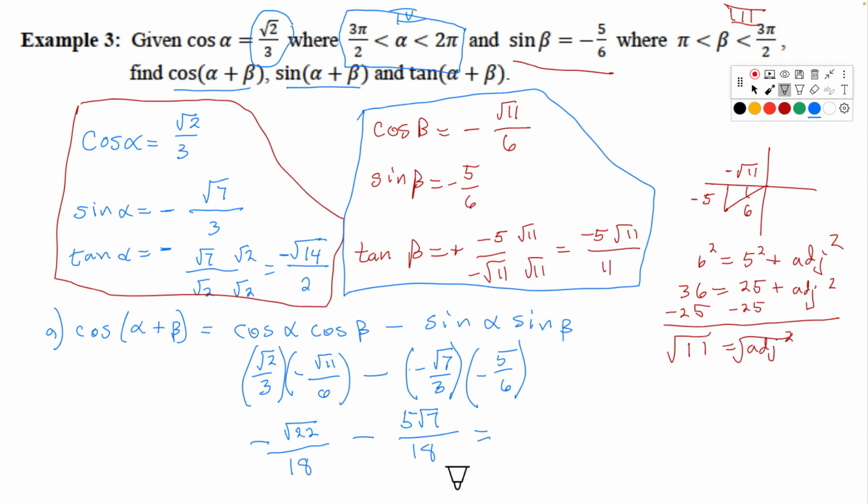We have a common denominator, which is nice. So we write it all over 18. And we've got a negative and a negative, so not much we can do. We can put it in either order, I guess. Negative square root of 22 minus 5 square root of 7, all over 18. And that is an exact answer, and that's it. We leave it like that.